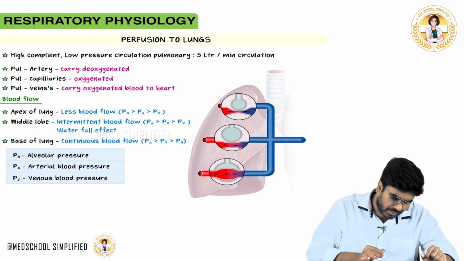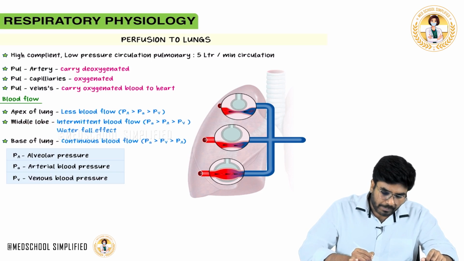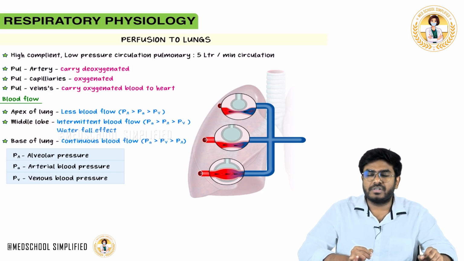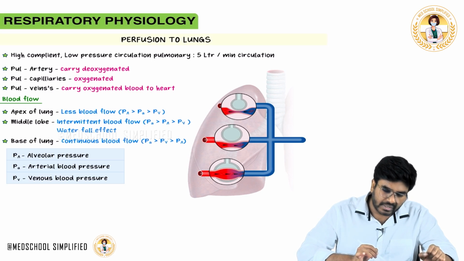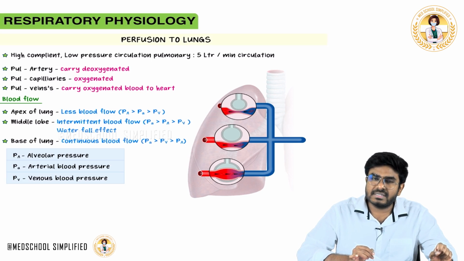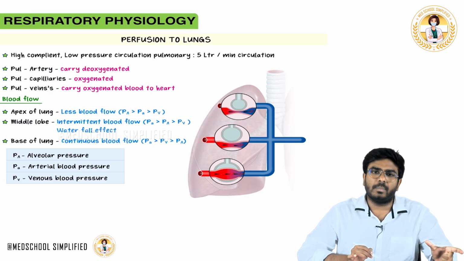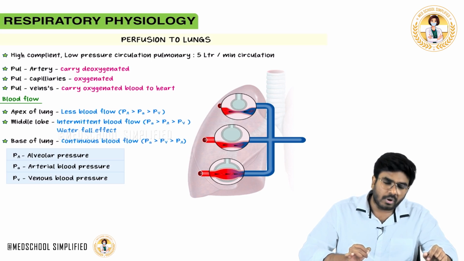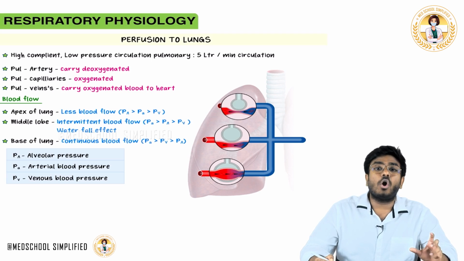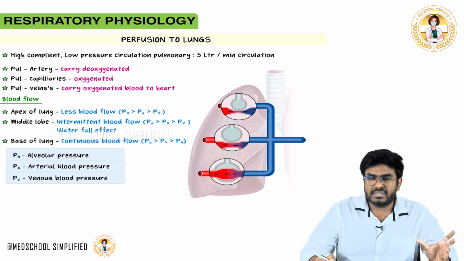But in the middle lobes of the lung, please concentrate. In the middle lobes of the lung, the pulmonary artery pressure is greater than the alveolar pressure. Okay. So now there is blood flow. This blood flow will not be continuous, but an intermittent blood flow is seen. Okay, intermittent blood flow is seen. This type of blood flow is called the waterfall effect, or the intermittent blood flow, in the middle lobes of the lung.